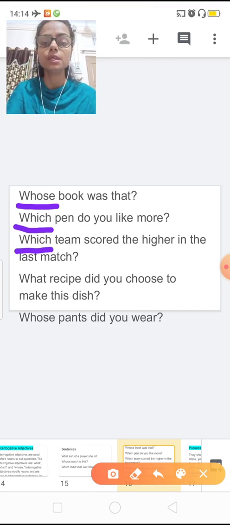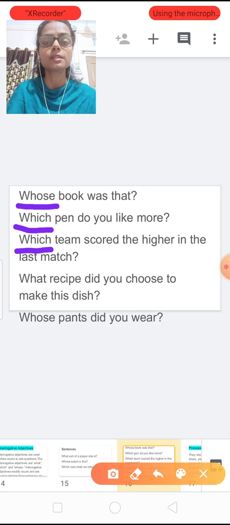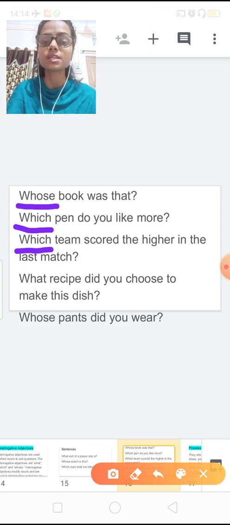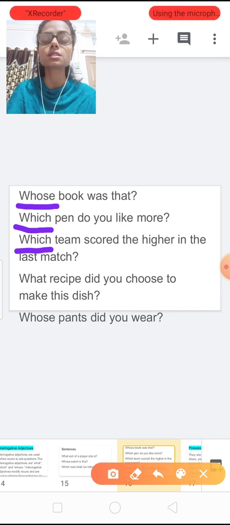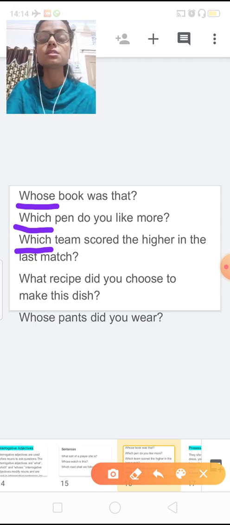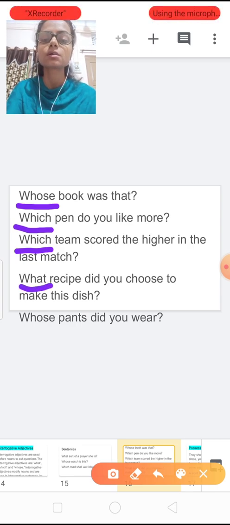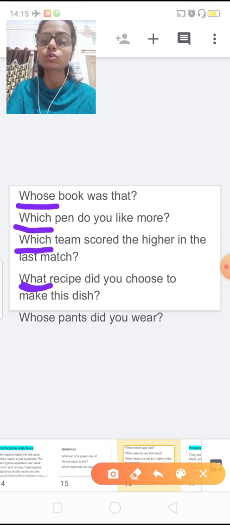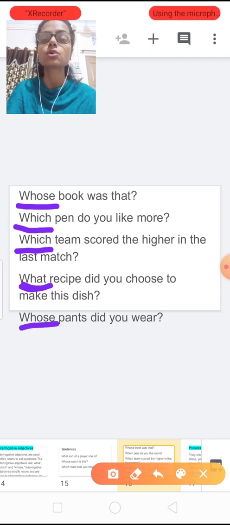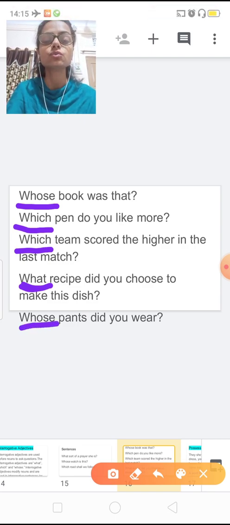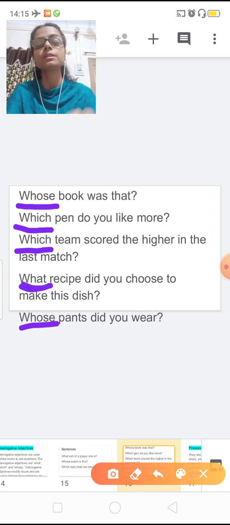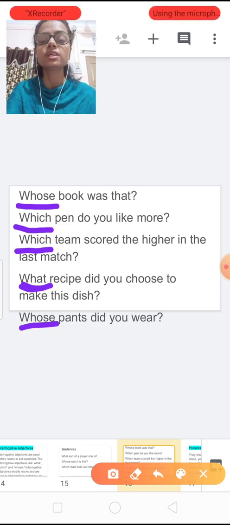What recipe did you choose to make this dish? So again, what is the interrogative adjective here? What. Whose pants did you wear? Whose. Now, basically two things you can see.